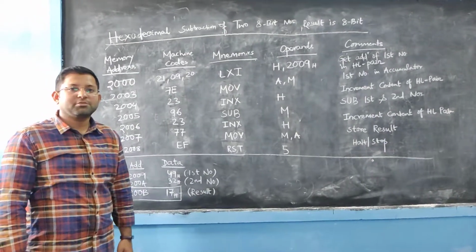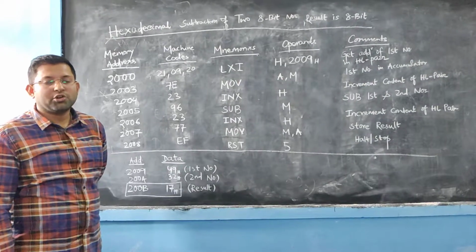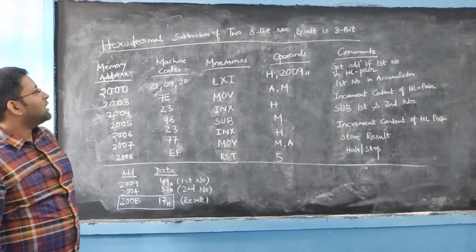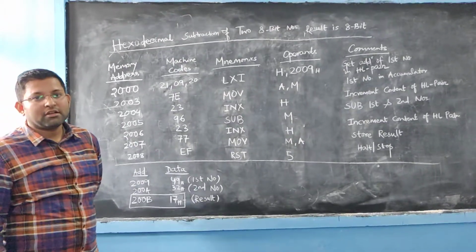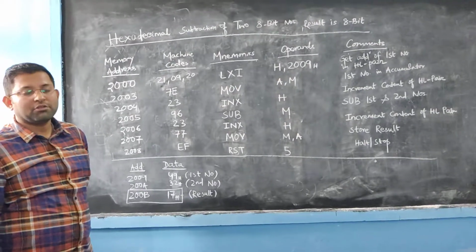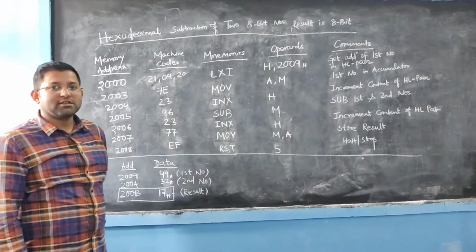Hello students, welcome to the practical class of microprocessor subject. In this class we will do the programming of subtraction of two 8-bit numbers and the result is 8-bit. Okay, so we will do this hexadecimal subtraction of two 8-bit numbers using 8085 microprocessor kit. So for this first we will see the programming.